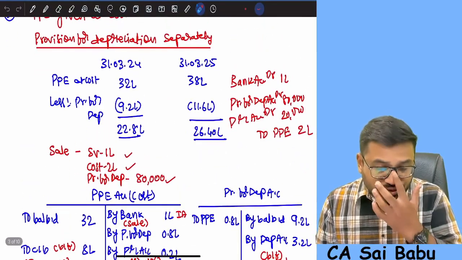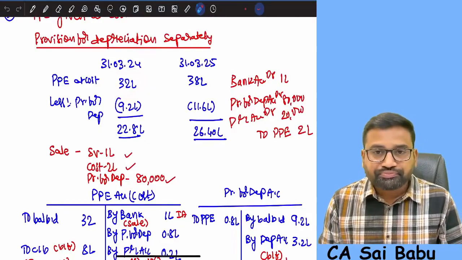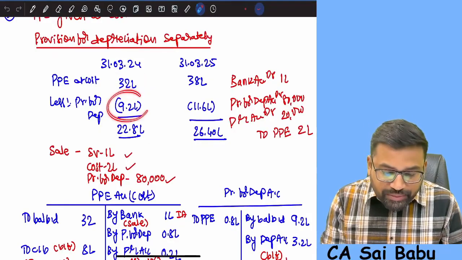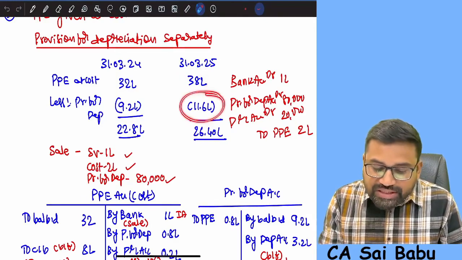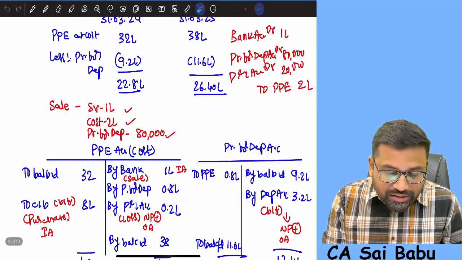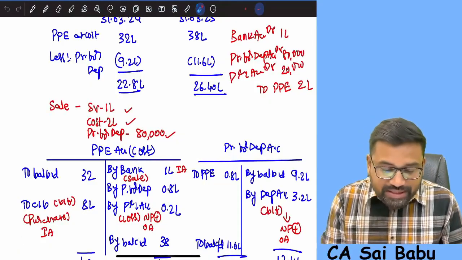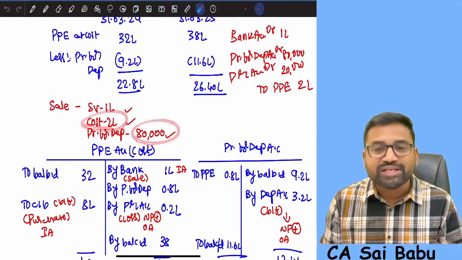Suppose in this question, you see, I have taken PPE at cost 32, opening. Provision for depreciation 9.2. Closing 38. Provision for depreciation 11.6. Now during the year, what happened? They have sold some PPE. Sale value 1 lakh, cost 2 lakhs, provision for depreciation 80,000.